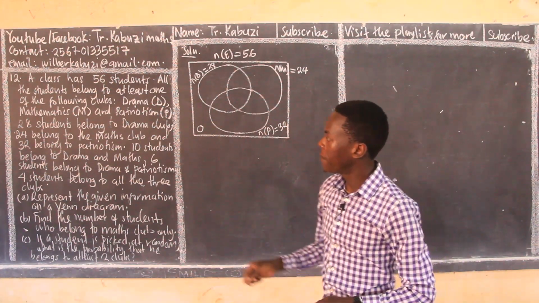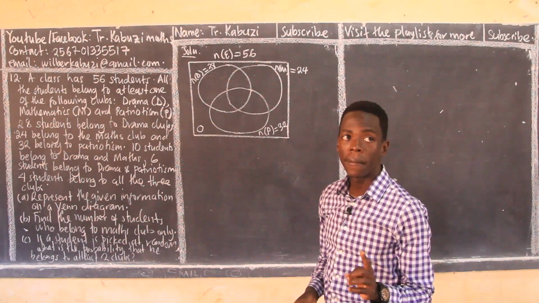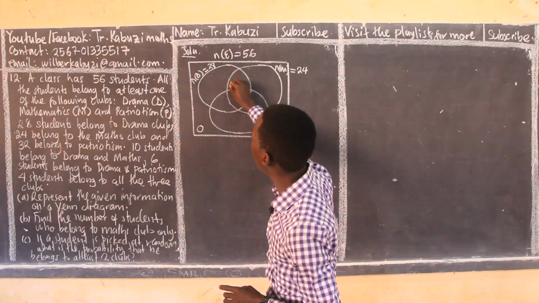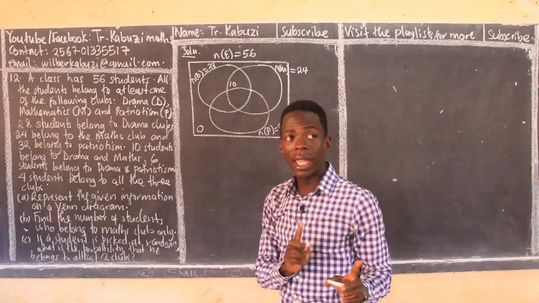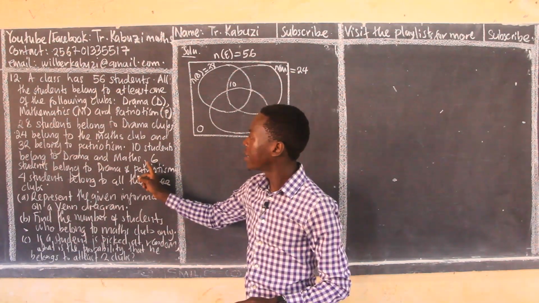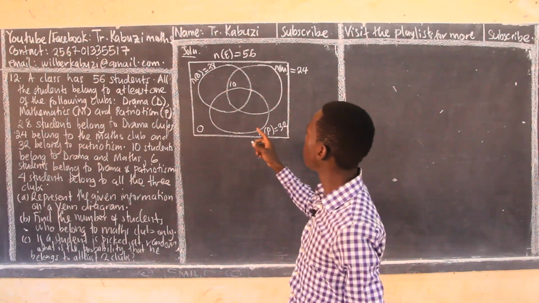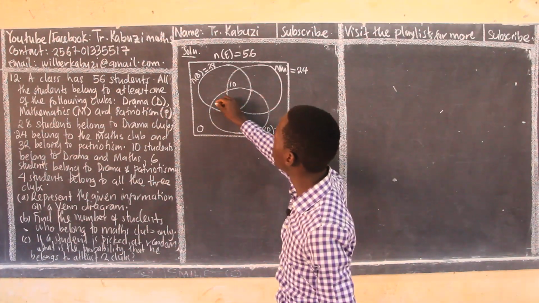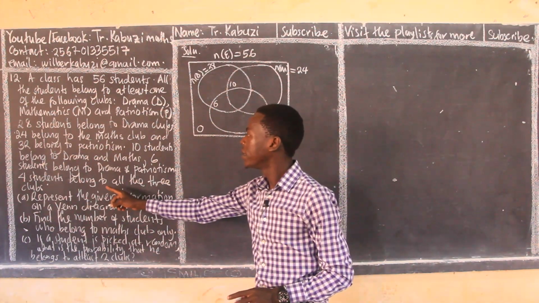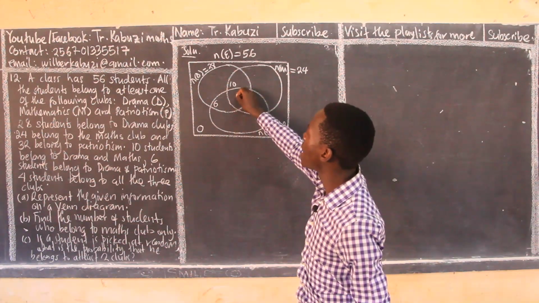10 students belong to drama and math. They are not saying anything like only, so drama and math, they are 10. I can first put here my 10. They are not only cases. And then they are telling me that 6 students belong to drama and patriotism. So these are 6. And then they are telling us that 4 students belong to all the 3 clubs. So these are now 4.